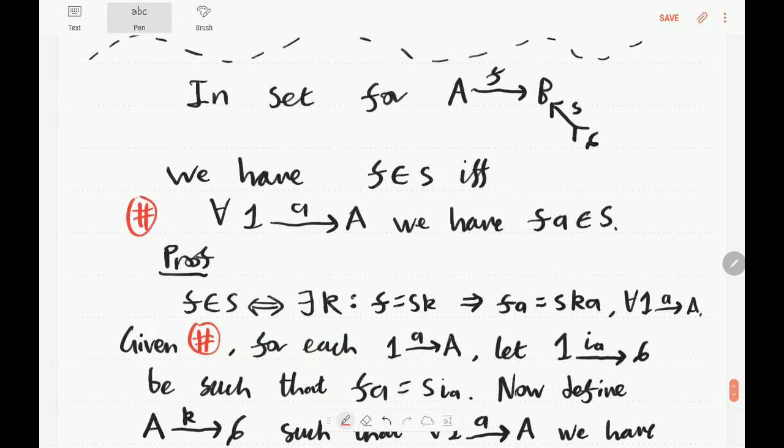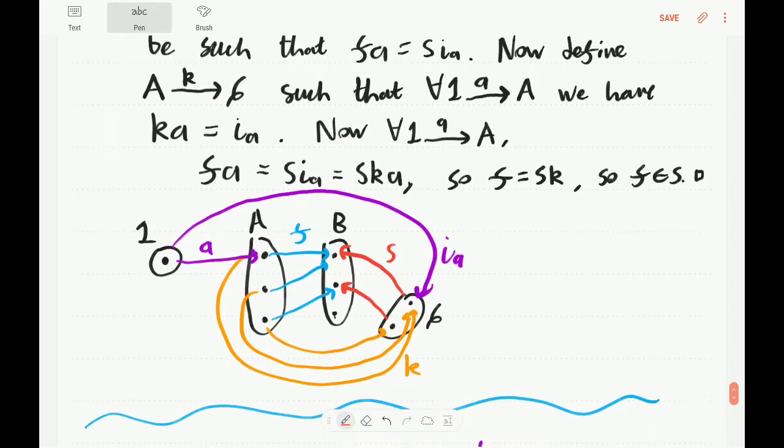So let's prove this. Well, let's just see a picture for a start. Here's a nice picture of it. So we're saying that to say that this function f is in this subobject S is to say that for every point of the domain of this function, doing f on that point will give us a point that's contained in S.